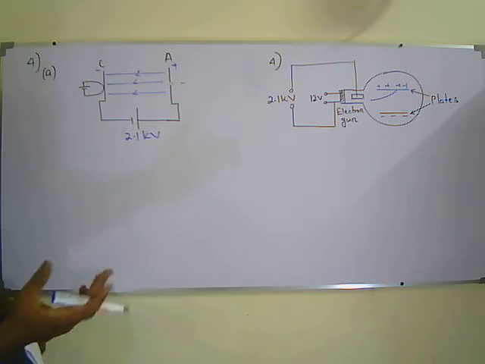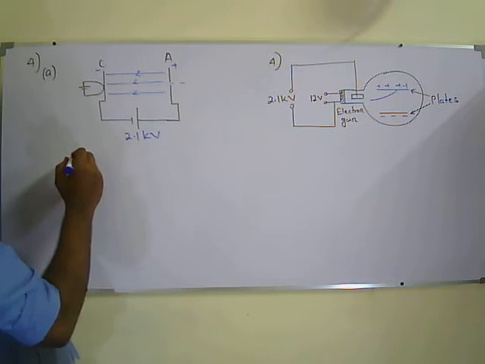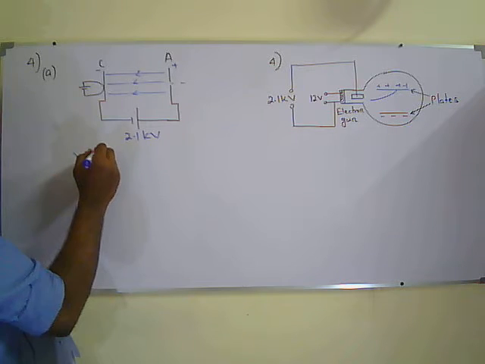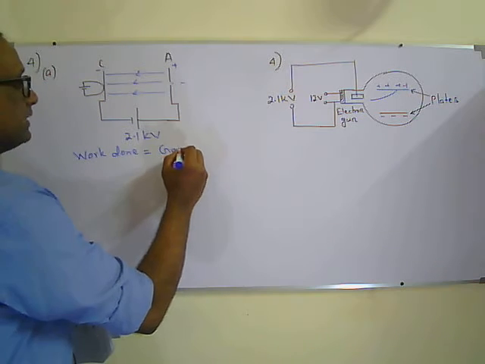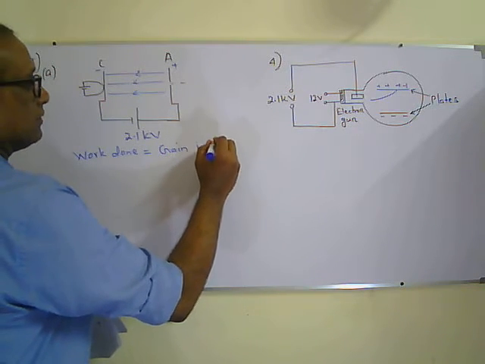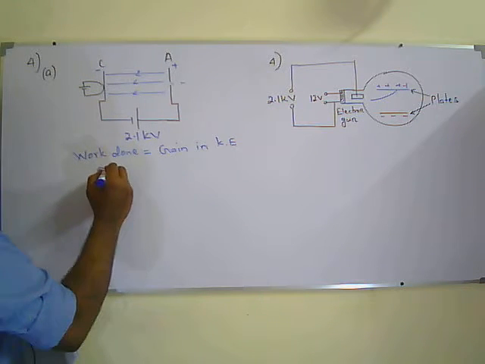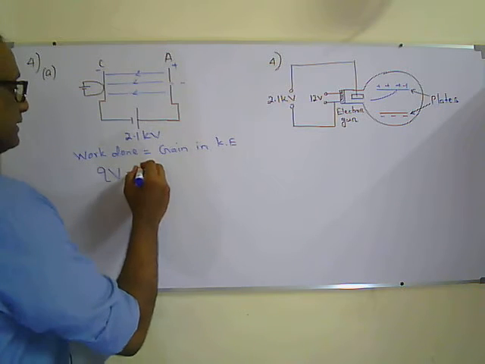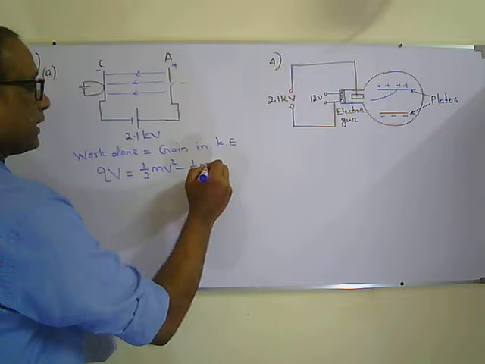So I can use the work done, conservation of energy. Work done by the electric potential is equal to the gain in kinetic energy of the electron. Work done by the electric potential, W equals QV, where Q is the charge of the electron. Gain in kinetic energy is half mv squared minus half mu squared.